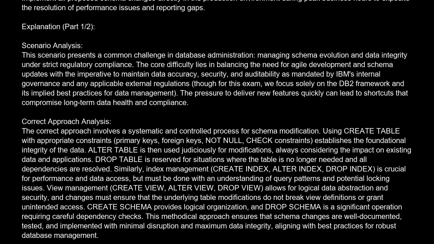Correct answer is A. Implement all proposed schema changes directly in the production environment during peak business hours to expedite the resolution of performance issues and reporting gaps.